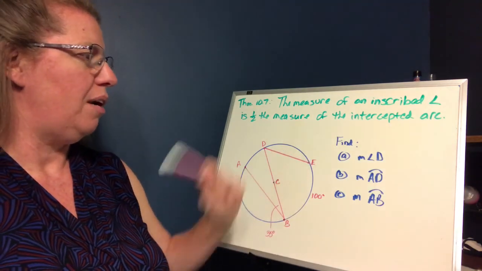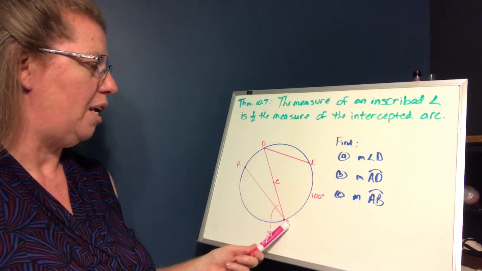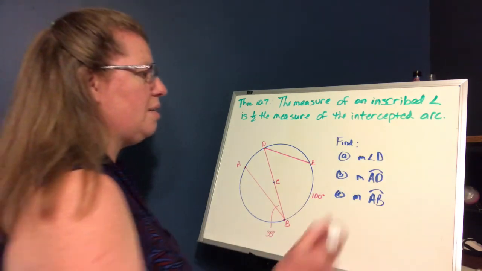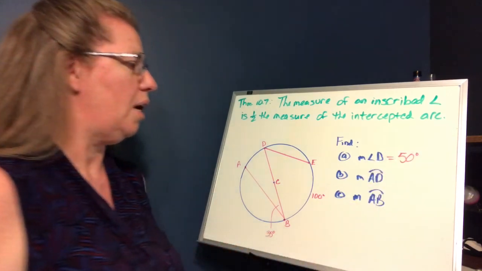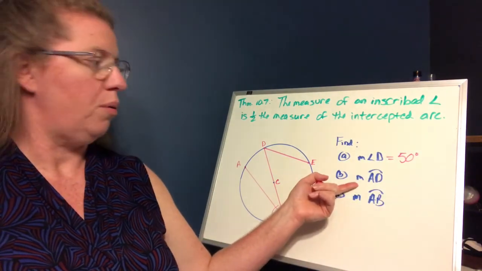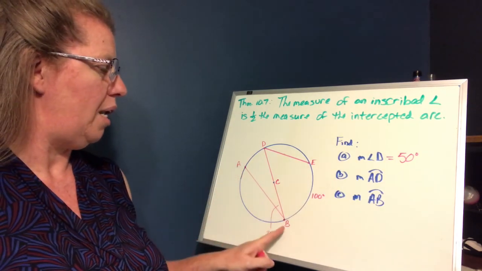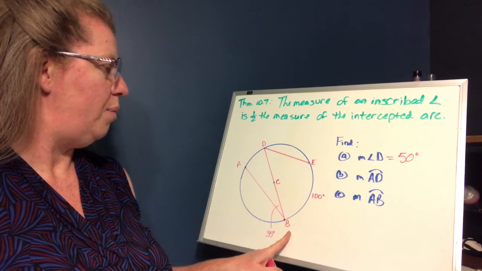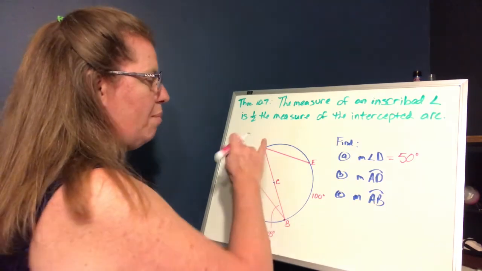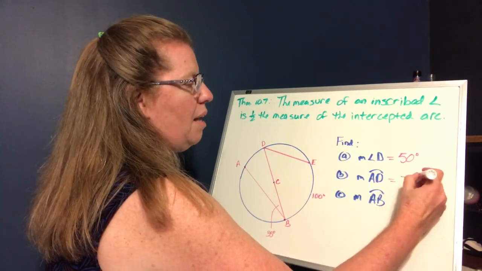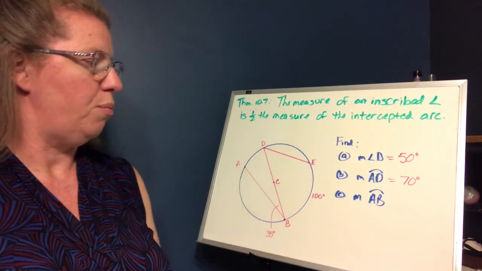Okay, now A says find the measure of angle D. Well, we know angle D intercepts arc EB. EB is 100 degrees. That means the measure of angle D is going to be 50 degrees. Now it's going to work backwards as well. This time we're finding arc AD. Well, we know arc AD is created by inscribed angle B here. So if B is 35, we're going to go the other direction. That means our arc has to be 70 degrees. It's going to be double what the angle is. Kind of backwards from what the theorem says.